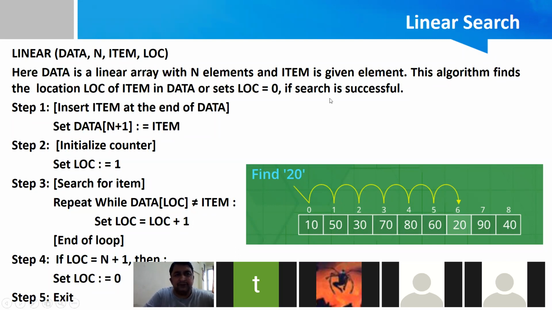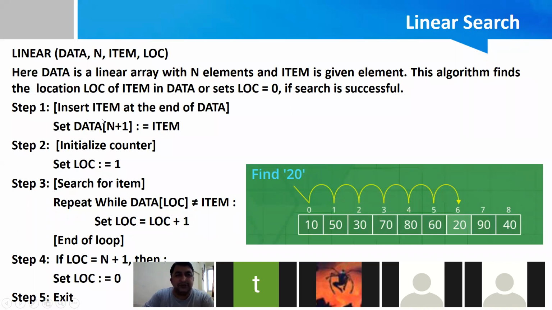With the example, see this algorithm. There are four variables we are using. One is data, as I told you initially, the set of elements, and n is the number of elements, and item is the element which you wanted to find, and loc is nothing but the location at which the element is found.